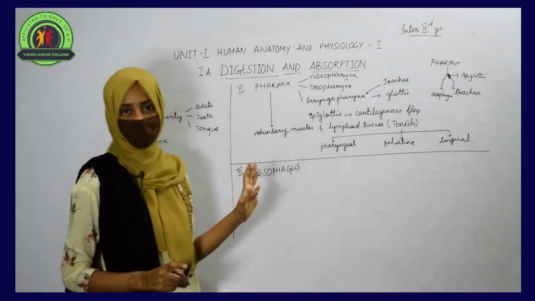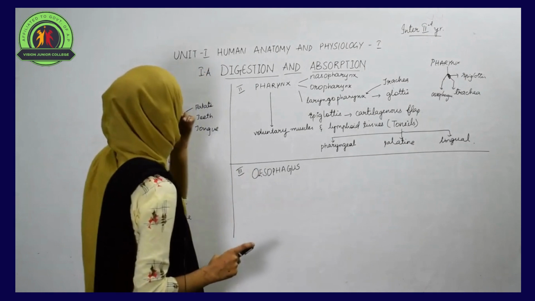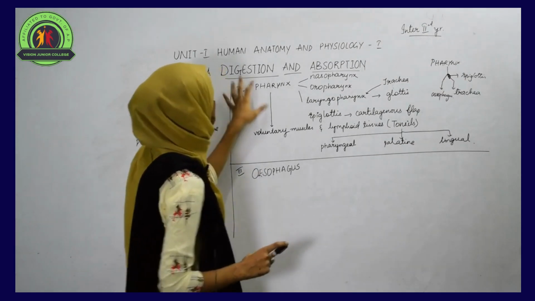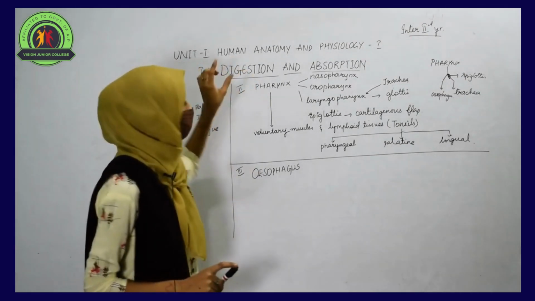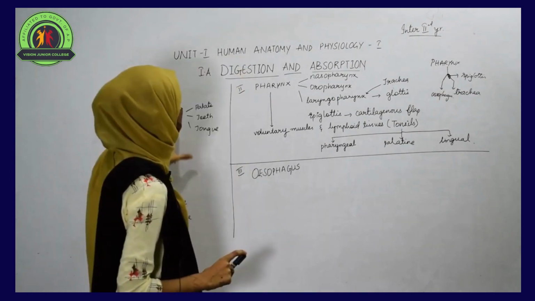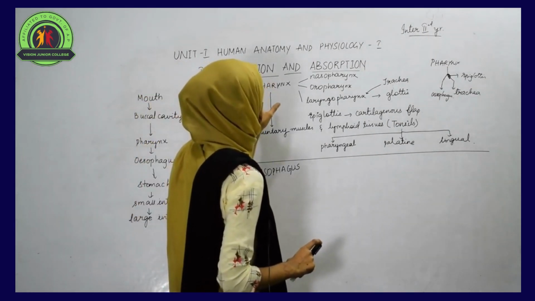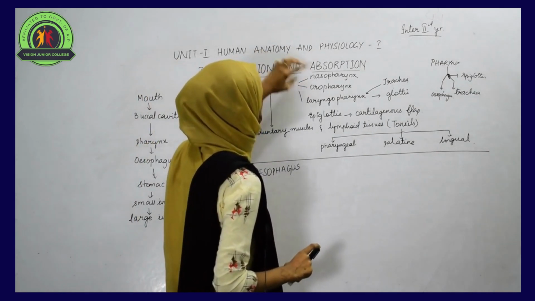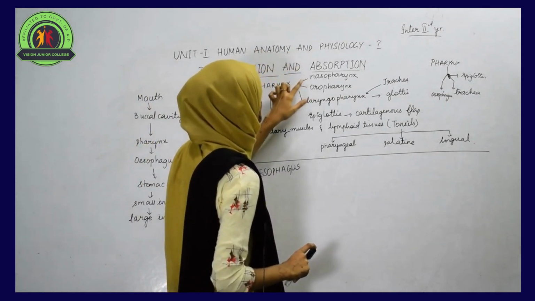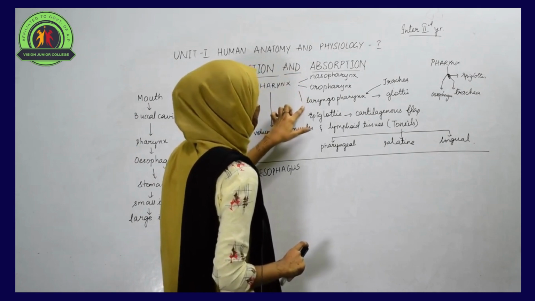Now this oral cavity opens into a small region called the pharynx. So the pharynx is a region into which the oral cavity opens. This pharynx shows the presence of three parts. They are nasopharynx, oropharynx, and laryngopharynx.